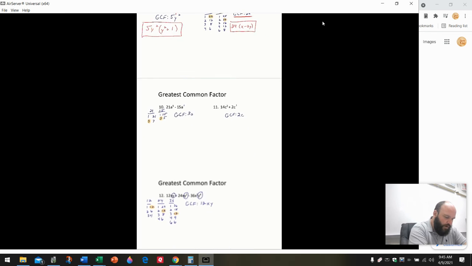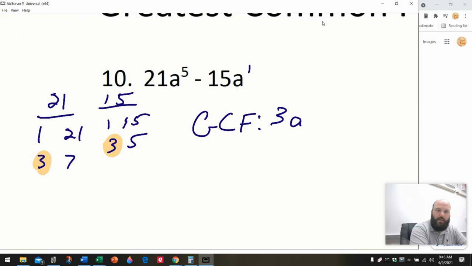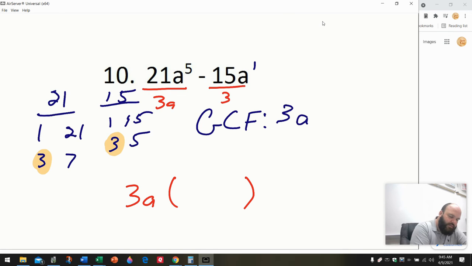So moving on to a few more problems. They will be done just like the last couple that we've done. We have 21a to the fifth minus 15a to the first. Now, once again, we start by writing the GCF. We have already found it. It was 3a. And once we have written the 3a, we will write a set of parentheses. Now, inside that parentheses, we will write what we get when we divide both of the terms in our expression by the GCF. So we have 21a to the fifth divided by 3a to the first.